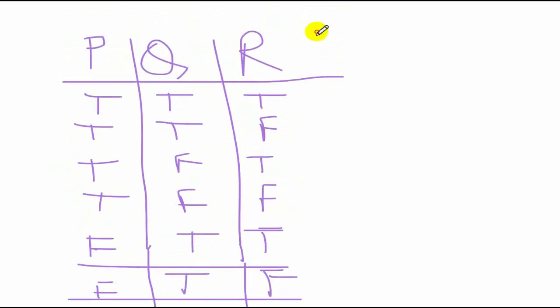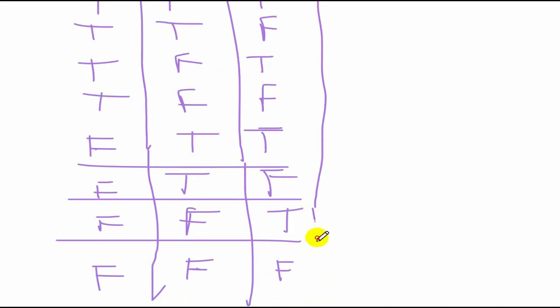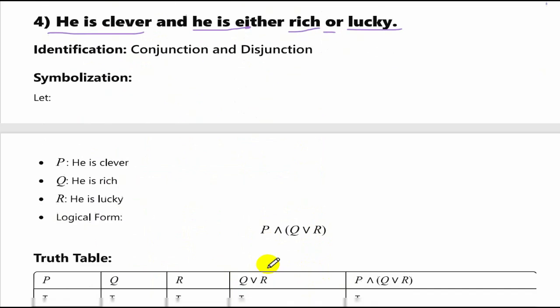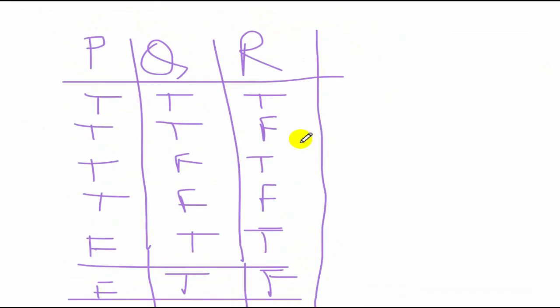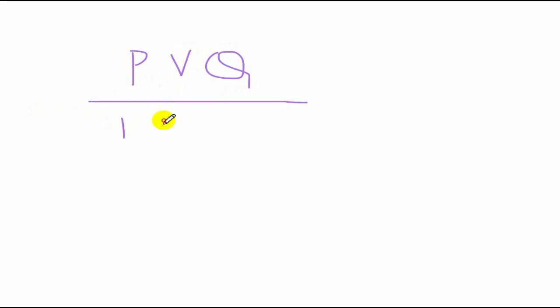Now in the next column we have to write our first component, this one, Q or R. Now in the OR table, when you have two variables, P or Q, what we have to remember is: true, true, true; true, false, true; false, true, true; false, false, false.